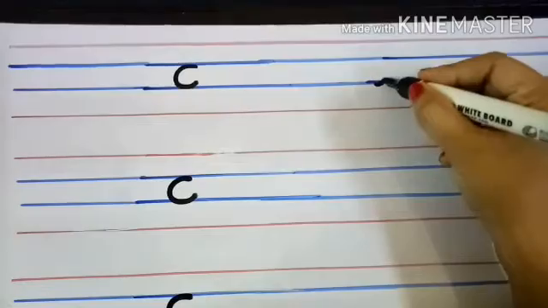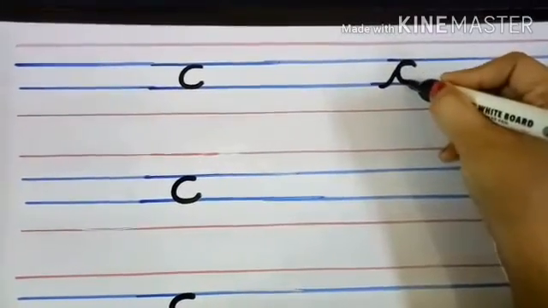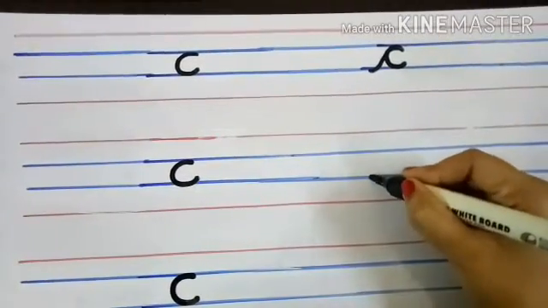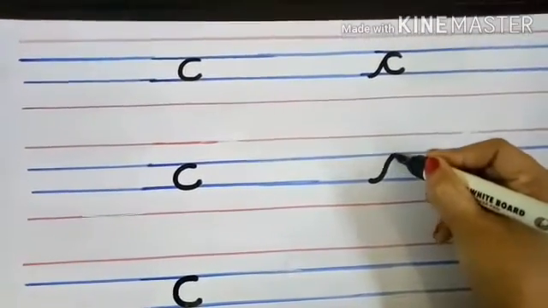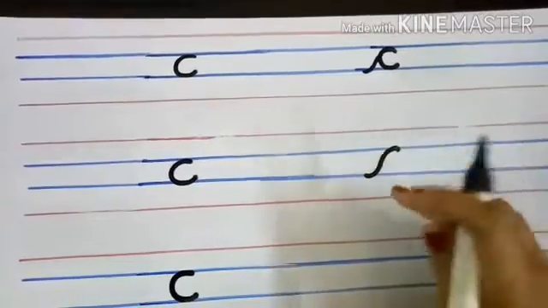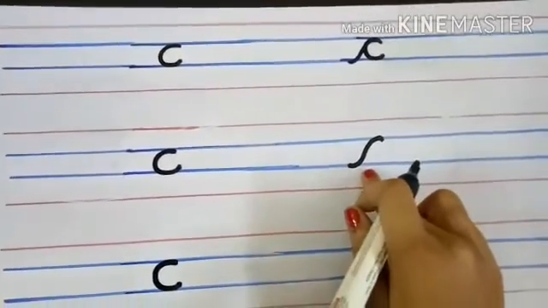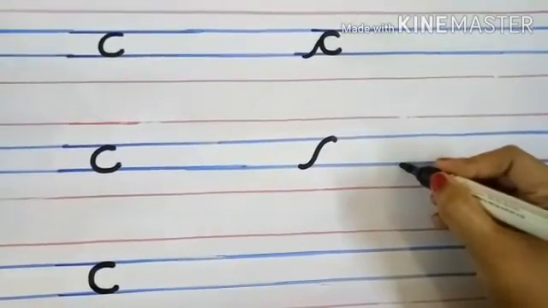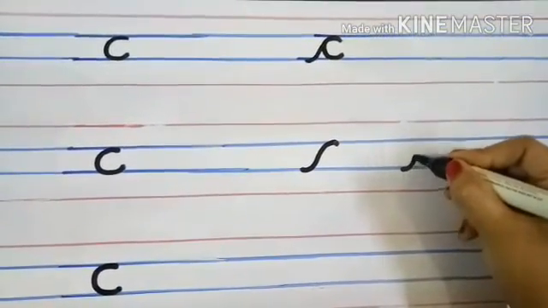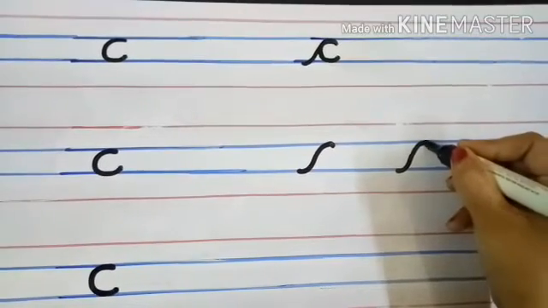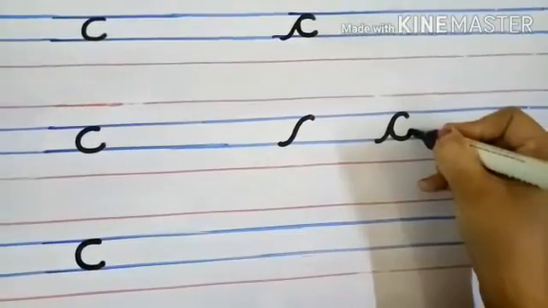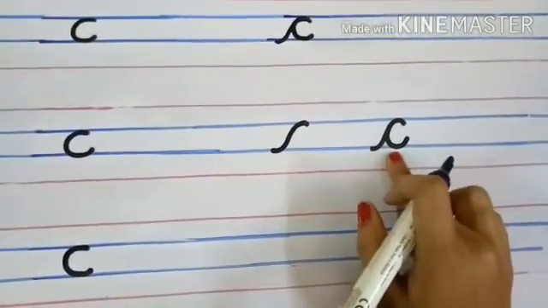Okay. Now we are going to write cursive C. Now how to write cursive C? Keep your pencil on the third line. Take a curve wave stroke. Which stroke is this? This is curve wave stroke. Okay. See again. Keep your pencil on the third line. Draw the curve wave stroke and again draw the left side curve. This is cursive C.